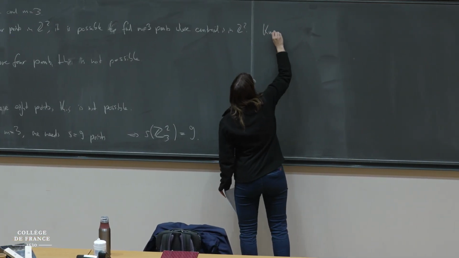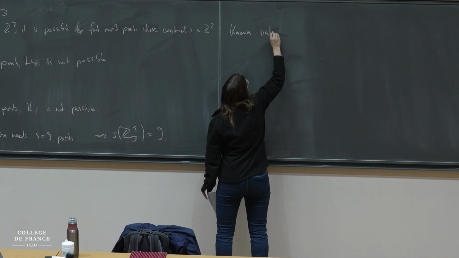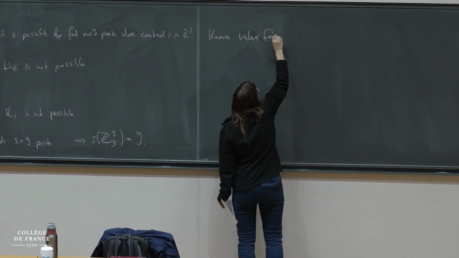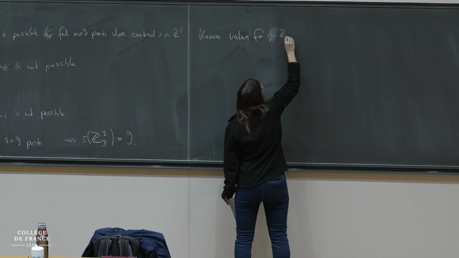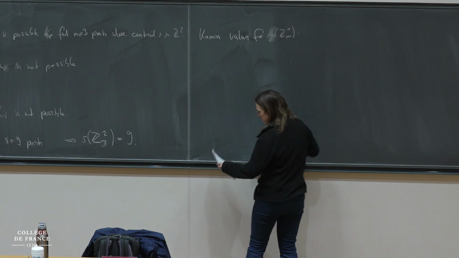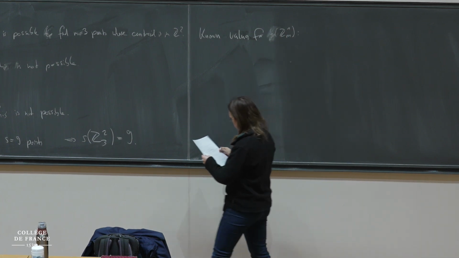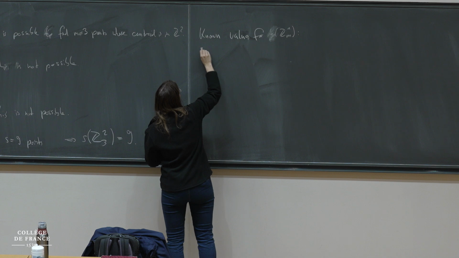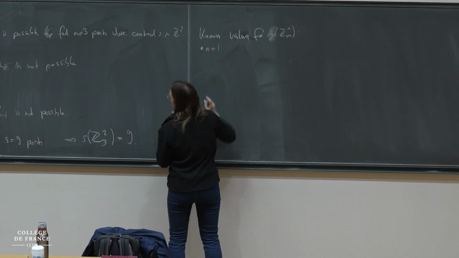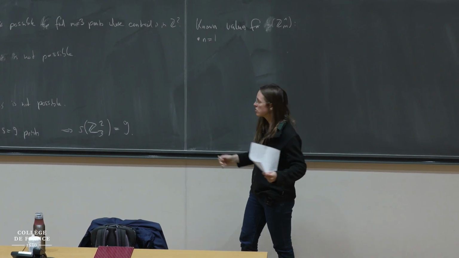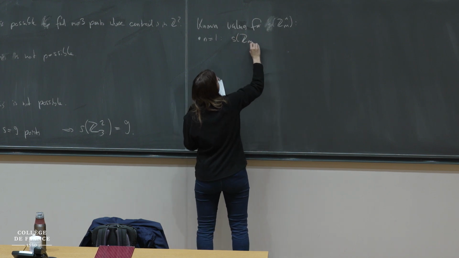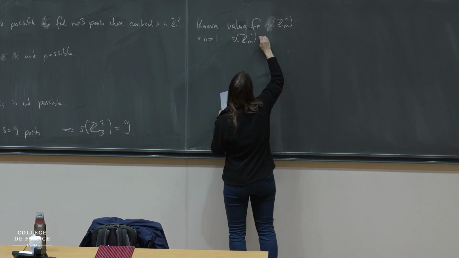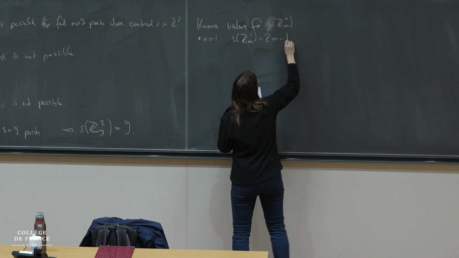So here are the known values for s of Z modulo m to the n. First, the value is known when n equals 1. So when the dimension is 1, then the value is known. It is known that s of Z_m to the 1 equals 2m minus 1.